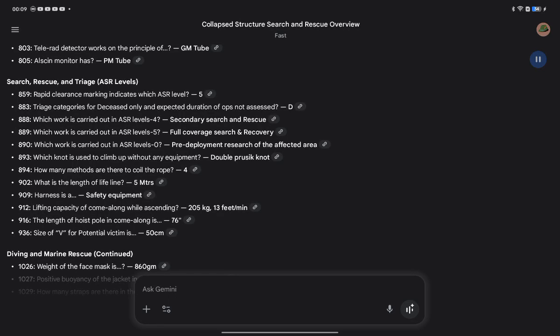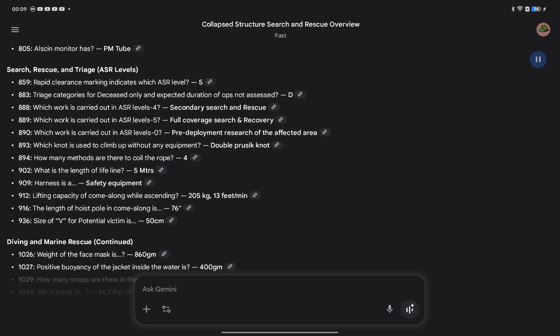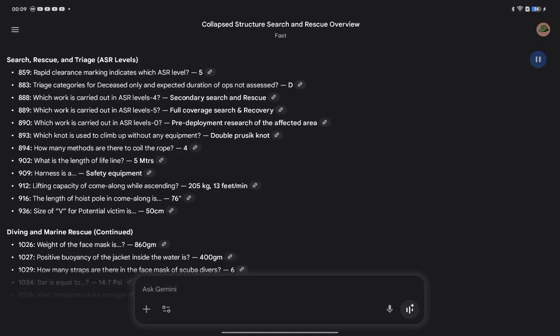Search, rescue, and triage ASR levels. 859. Rapid clearance marking indicates which ASR level? 5. 883. Triage categories for deceased only and expected duration of ops not assessed. D. 888. Which work is carried out in ASR levels 4? Secondary search and rescue. 889. Which work is carried out in ASR levels 5? Full coverage search and recovery.